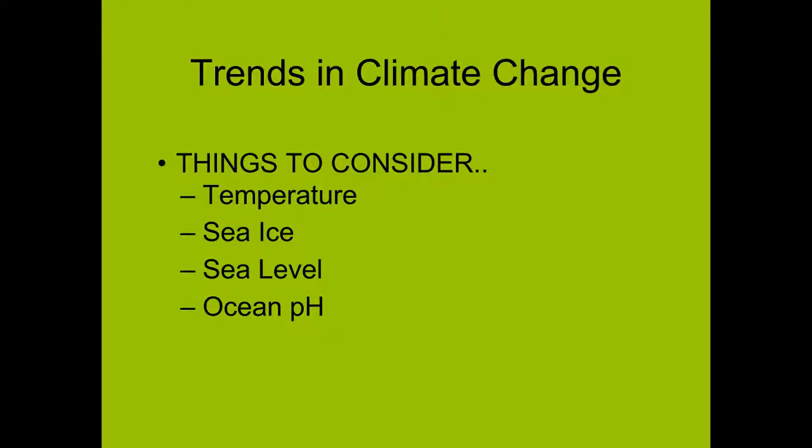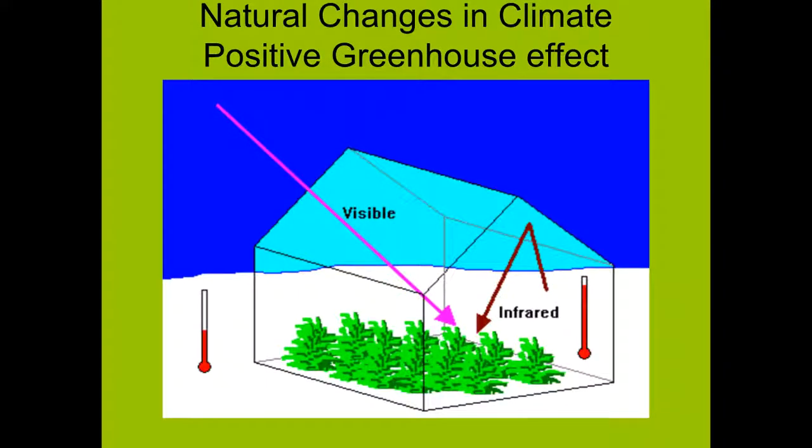So let's start with natural changes in climate. We're going to first begin with the greenhouse effect, which I know we've talked a lot about, but there's actually a little bit more to the story than we've talked about in the past. So we know the greenhouse effect is a natural phenomenon where energy from the sun, either visible light rays or infrared waves, are trapped by certain gases in the atmosphere.